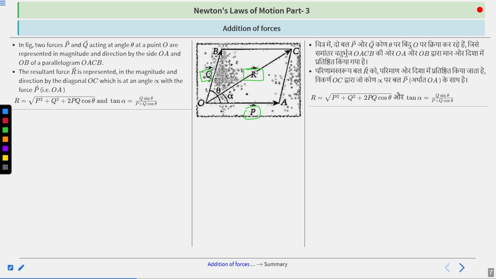It is represented in magnitude and direction by the diagonal OC, which is at an angle alpha with the force P, therefore OA. This is represented by the formula R = √(P² + Q² + 2PQ cos θ), and tan α = Q sin θ / (P + Q cos θ). So this is the parallelogram law of addition, which gives the direction and magnitude of the resultant force when two forces need to be added.